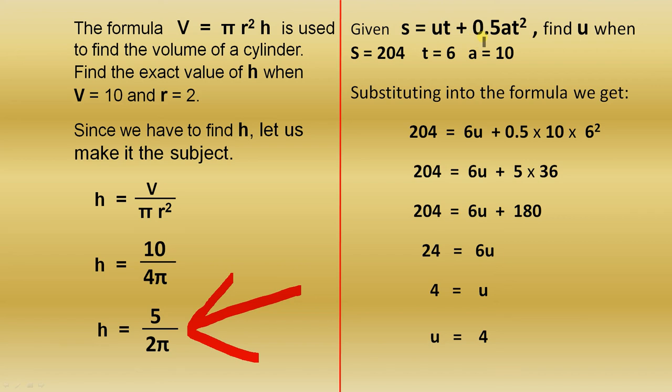Given s equals ut plus 0.5 at squared, find u when s equals 204, t equals 6 and a equals 10. So just substituting straight into the formula. 204 equals 6u plus 0.5 times 10 times 6 squared. So 204 equals 6u plus, now 0.5 by 10 is 5, 6 squared is 36. So that's 204 equals 6u plus 180. Subtracting 180 from both sides, 6u is 24. So 4 equals u, which means u equals 4.